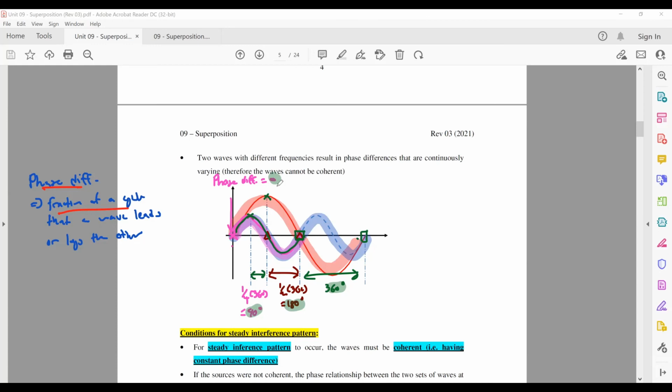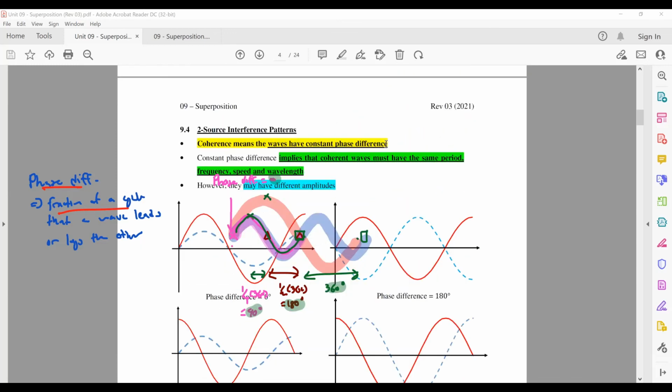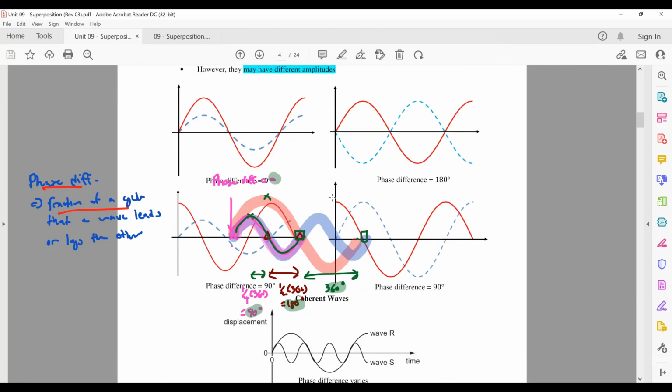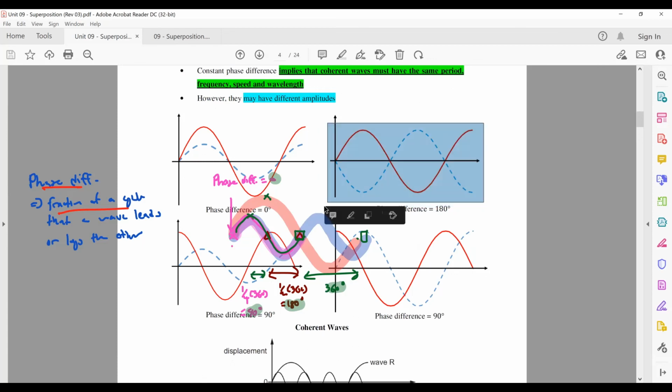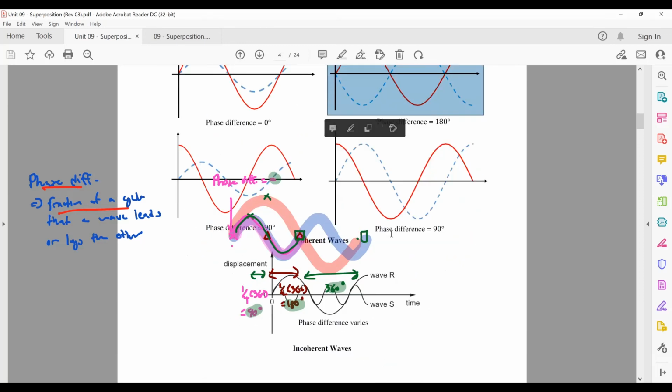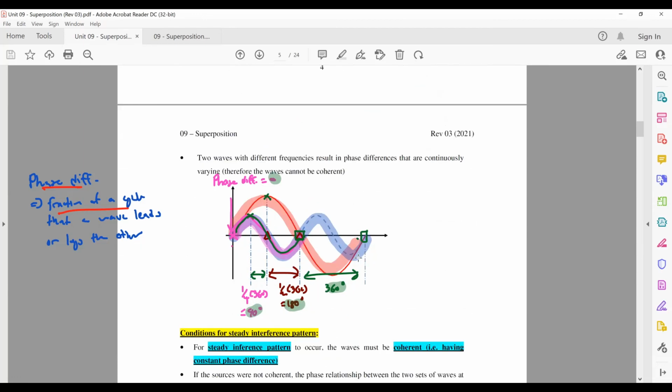360. Okay, so you see here, this is not coherence. Coherence is when you have constant phase difference. So you look at the previous 4 examples here. Just now, I analyzed this diagram here. You will notice that no matter which points I pick, the phase difference is always the same. Okay, it's always going to be 180 degrees. But you see this one here, if I choose a different set of points, my phase difference is always going to be different. So this is not coherence.